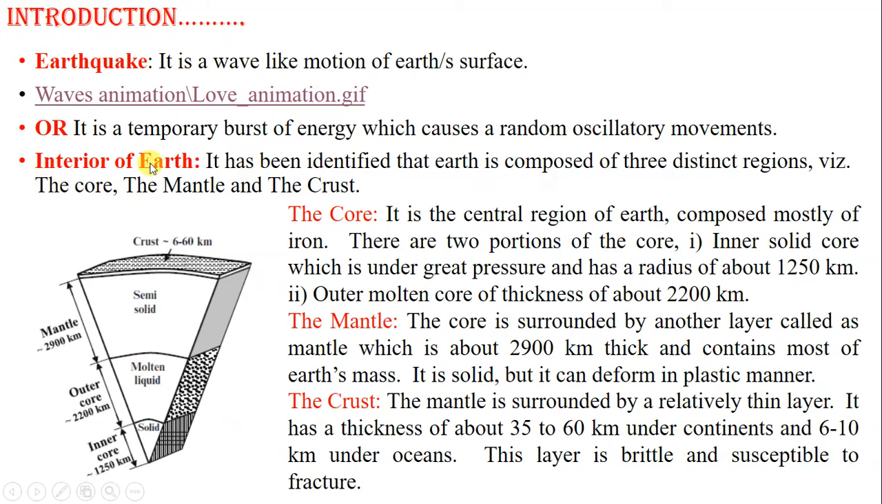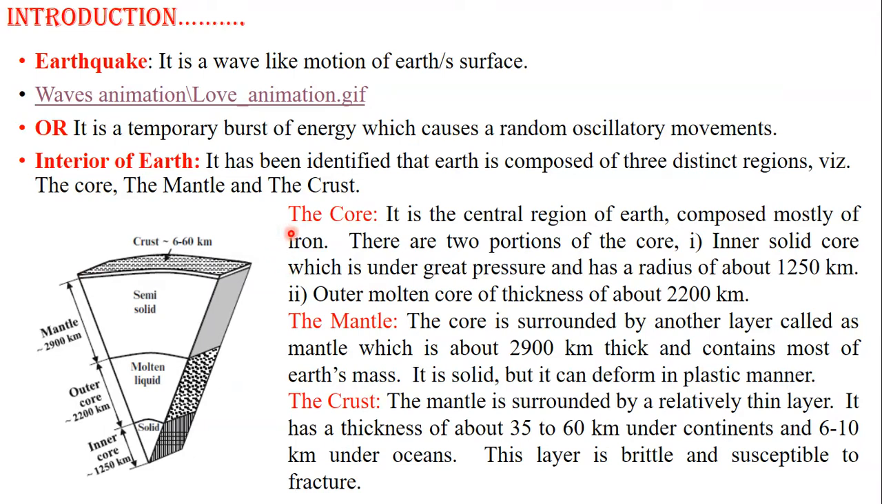Now, the interior of earth. This is the figure which shows a section of the interior of earth. The interior of earth consists of three layers. First one is the crust, which is on the earth surface, then mantle, and then core. This core is further divided into two parts, inner core and the outer core. Surrounding this outer core there is a mantle, and above this mantle there is a crust.